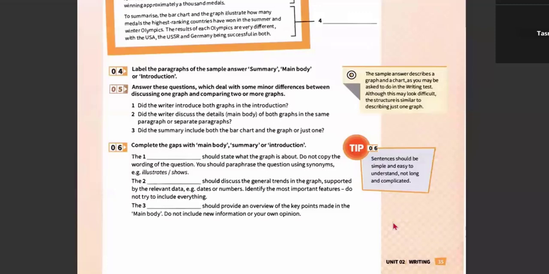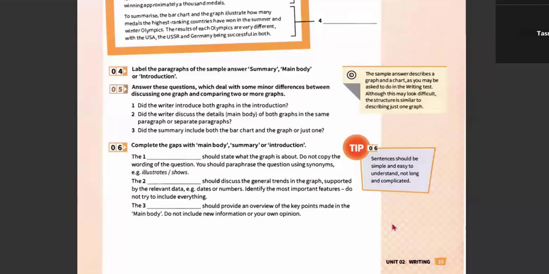These are actually some instructions that you should look into after you are completing the gaps. So complete the gaps and give me the answers. One is introduction, two is main body, and three is summary. Very good. Yes, you're very correct.